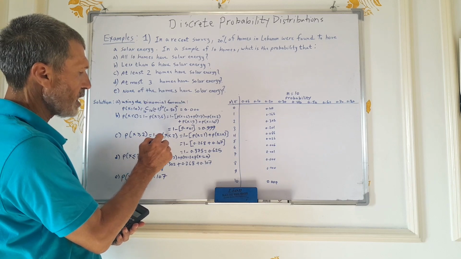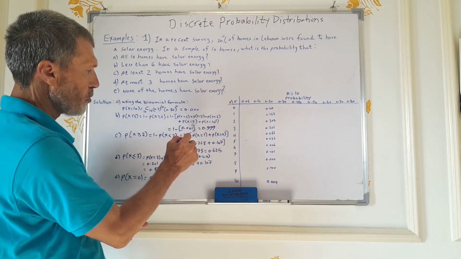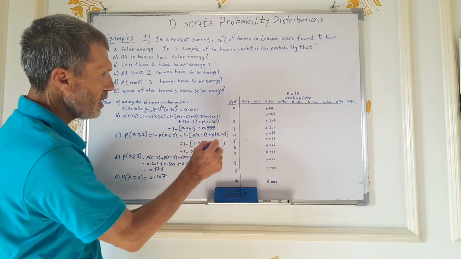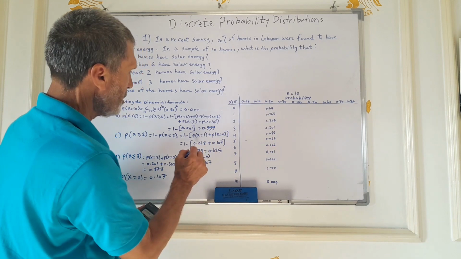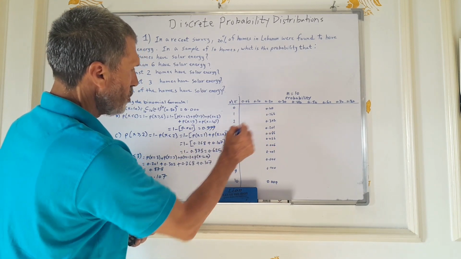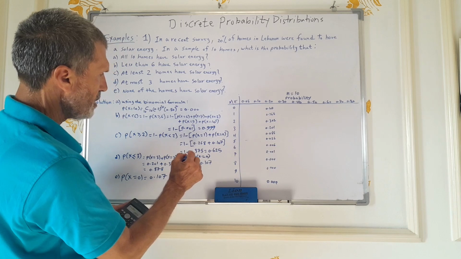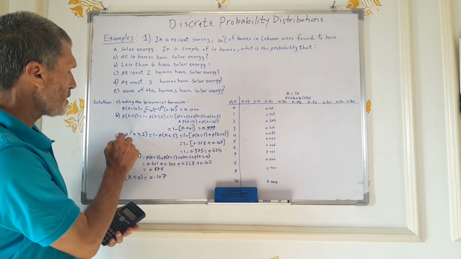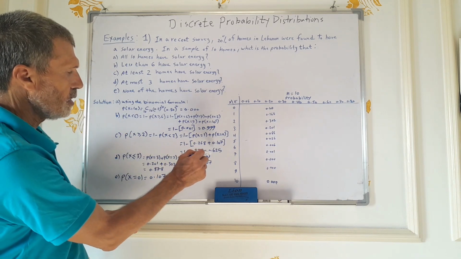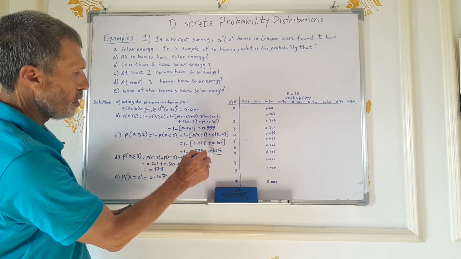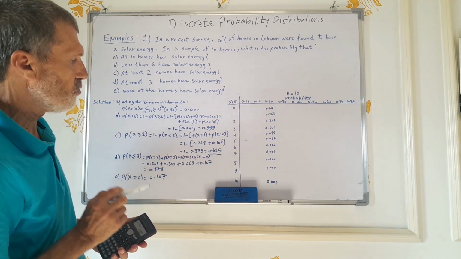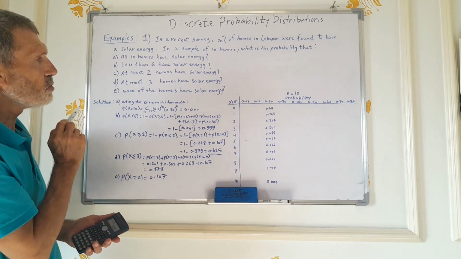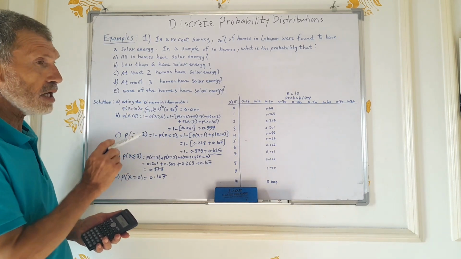So 1 minus probability of x less than 2, which is equal to 1 minus probability of x equal 1 plus probability of x equals 0. Probability of x equal 1, that's 1 here, you get 0.268, plus probability of x equal 0, 0.107, and 1 minus the sum of those, you get 0.625. So probability of x greater than or equal to 2 is going to equal 0.625.